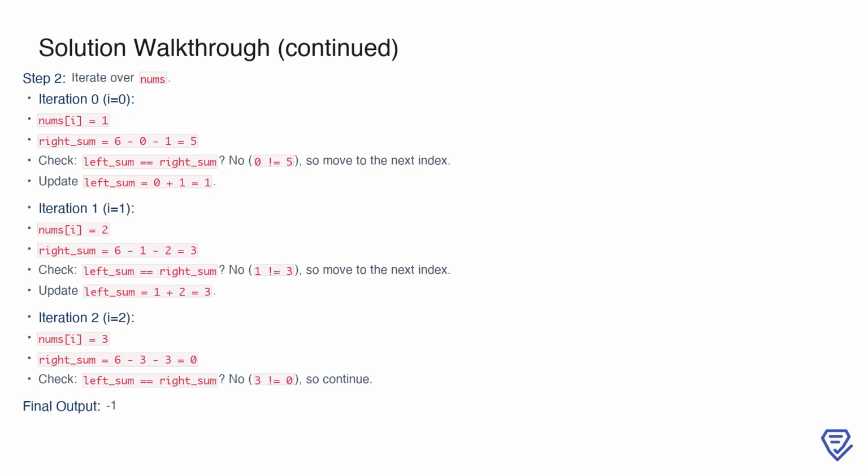Finally, in iteration 2, where i equals 2, nums[i] is 3. The right_sum is calculated as 6 minus 3 minus 3, which is 0. At this point, left_sum does not equal right_sum, as 3 is not equal to 0. Since we have completed the iterations without finding a valid index, the output for this example is -1.